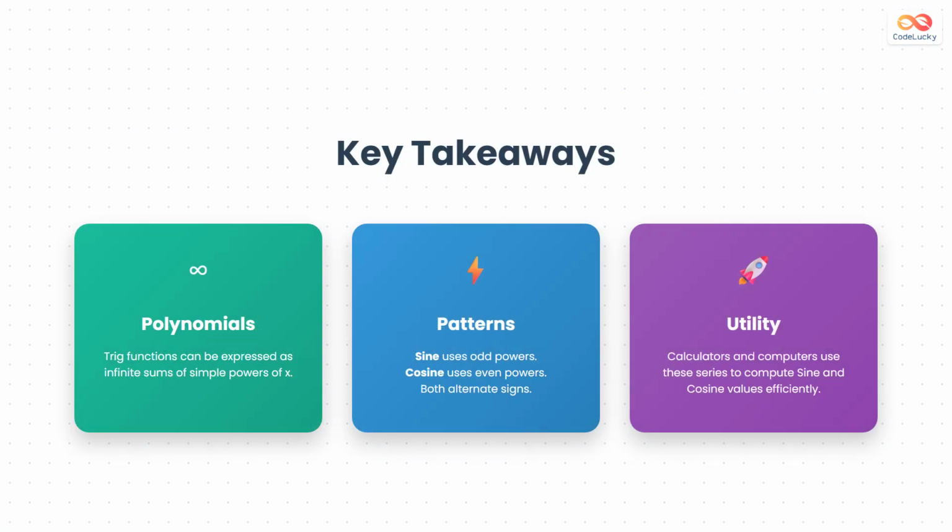To wrap up, we can turn trig functions into polynomials. Sine takes the odd terms, cosine takes the even terms. This is not just theory, it is exactly how your calculator computes sine and cosine when you hit the button.